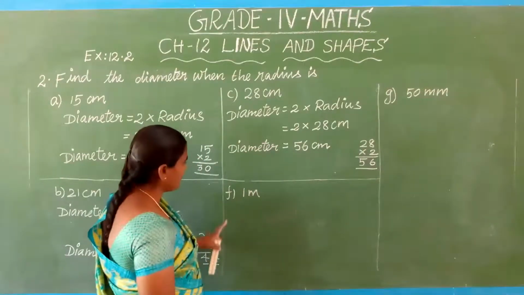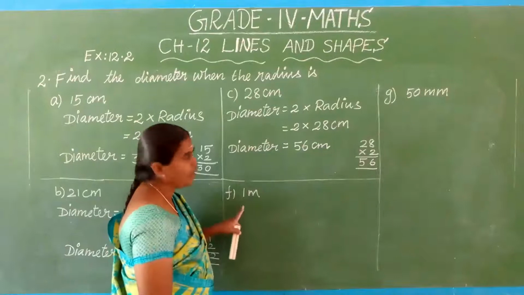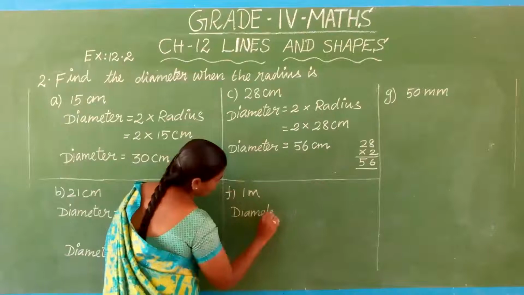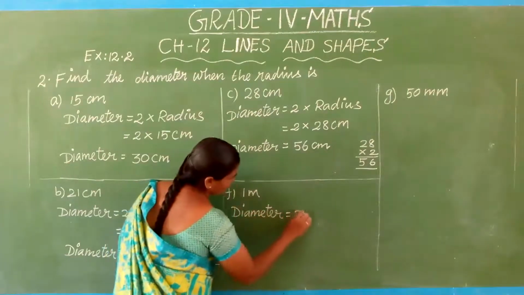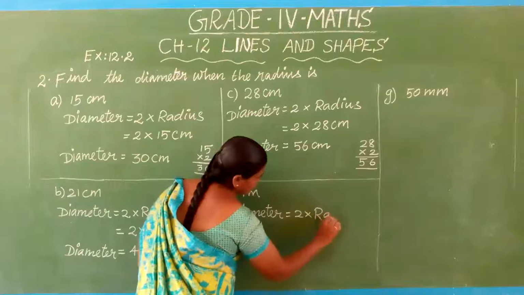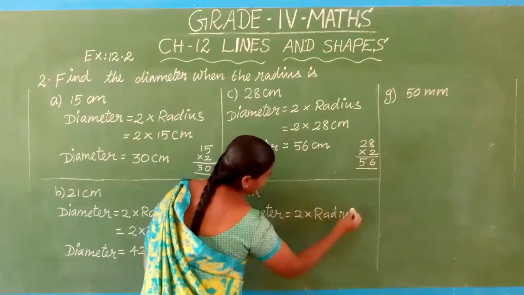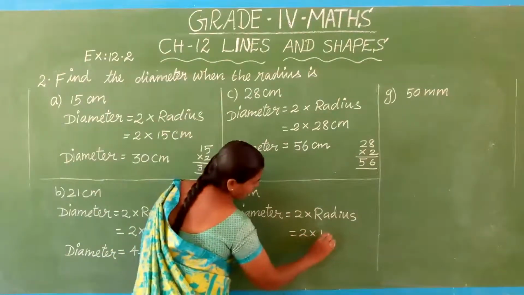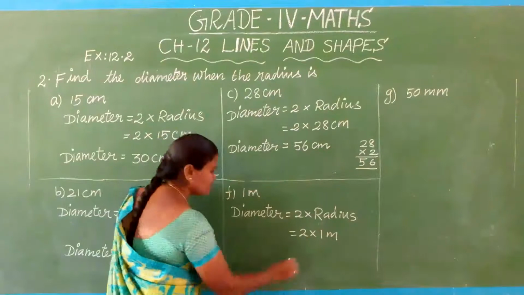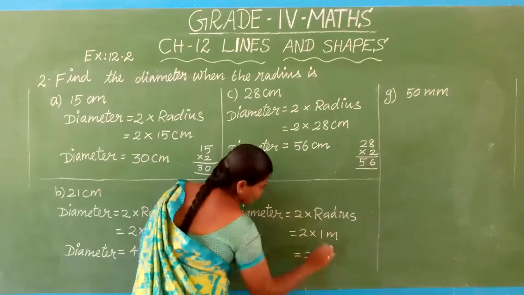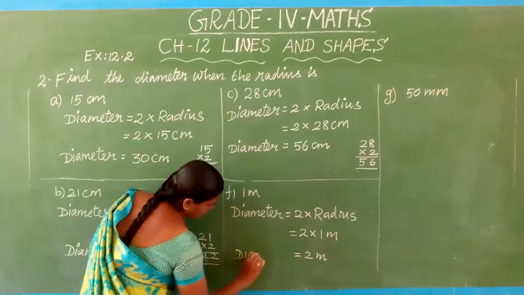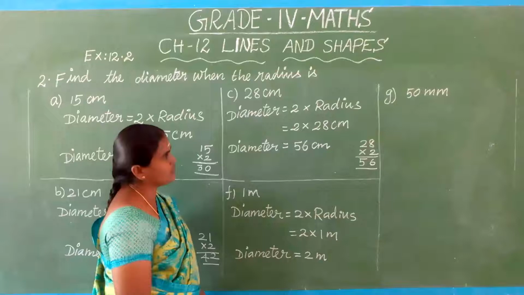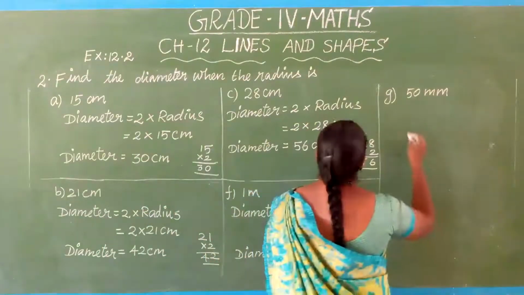Okay, next question. 1 meter. Here given 1 meter. So what is your diameter formula? Diameter equal to 2 into radius. Radius is 1 meter. So 2 into 1 meter. 2 ones are 2. So your answer is 2 meter. Diameter equal to 2 meter.